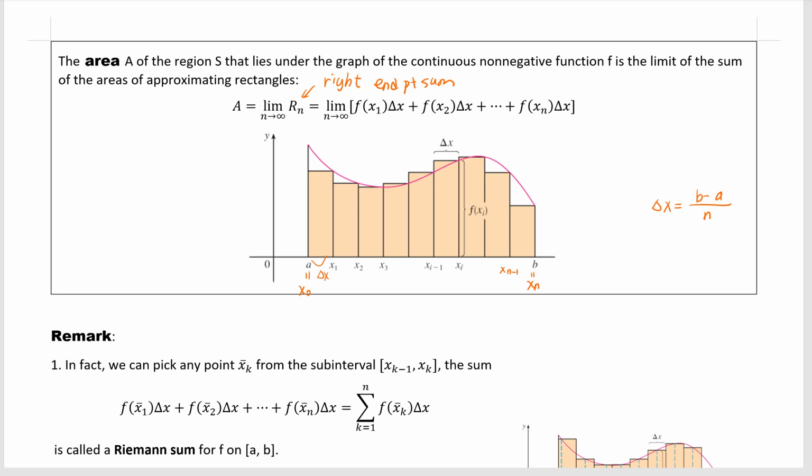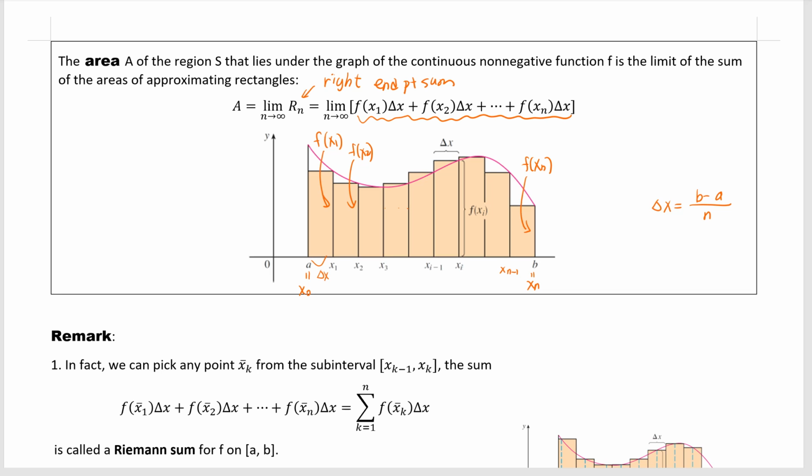So that's why the width is change of x, and the area of the first rectangle is f of the right endpoint. The right endpoint is x1. So for the first rectangle, the height is f of x1. And the second rectangle, the width is still change of x, but the height is f of x2. And then until the last rectangle, the width is still change of x, but the height is f of xn. So that's why we get this formula.